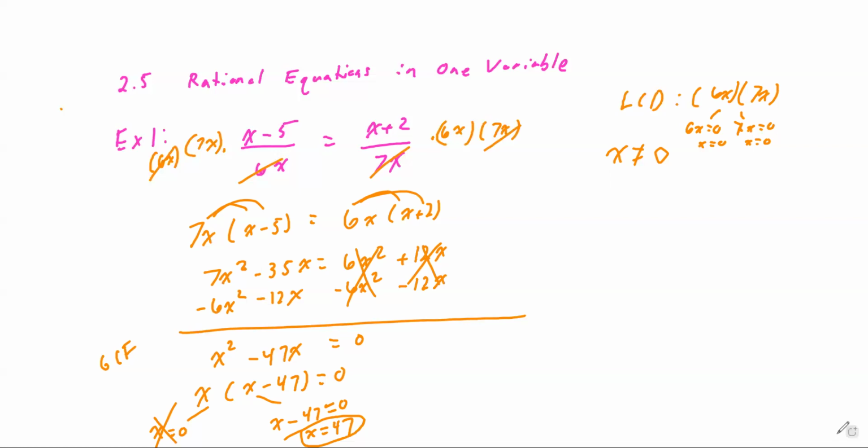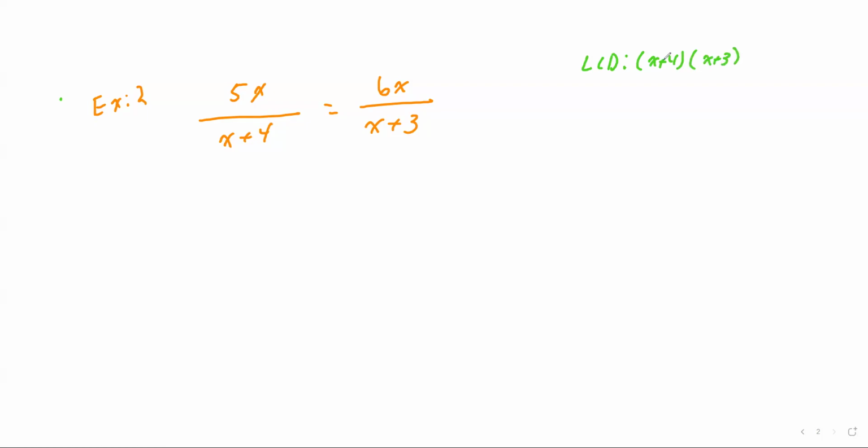All right, let's do another example. This again is just going to be called example 2. And it is 5x over x plus 4 equals 6x over x plus 3. So in a situation like this, notice they both have a binomial. This still kind of goes to that cross multiplication. But again, I want you to note that the least common denominator here was x plus 4 and x plus 3. So I would multiply both sides by this.